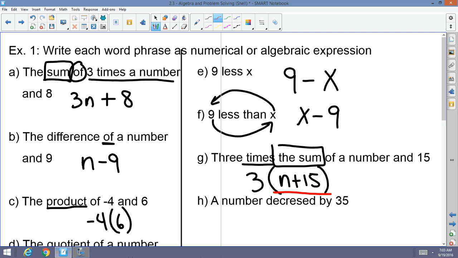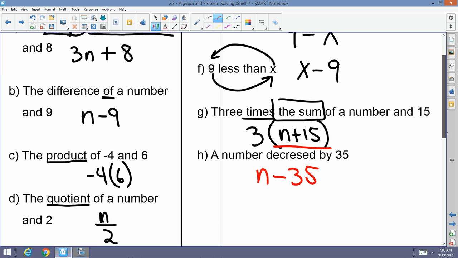A number decreased by 35. So it's a number decreased minus 35. Okay? It takes time to become a master of this, so have a little bit of patience. Please don't get frustrated. You're going to have a lot of homework questions to practice. Let's continue.